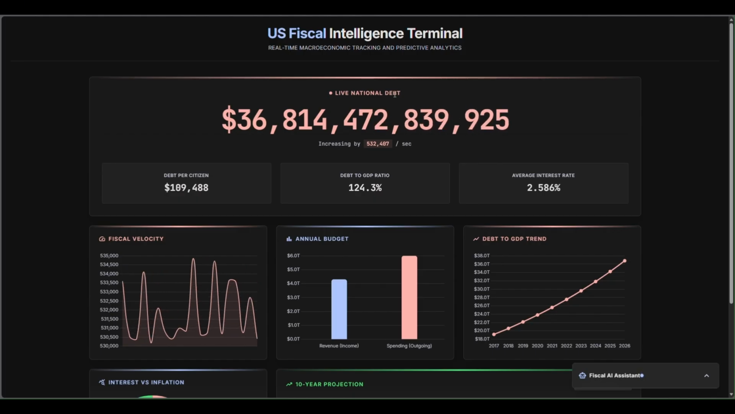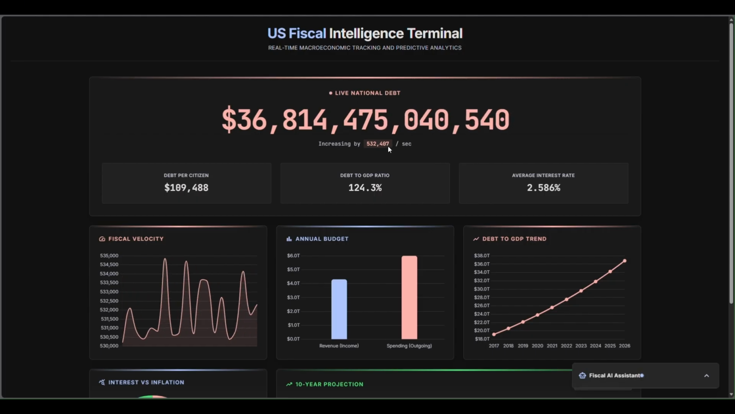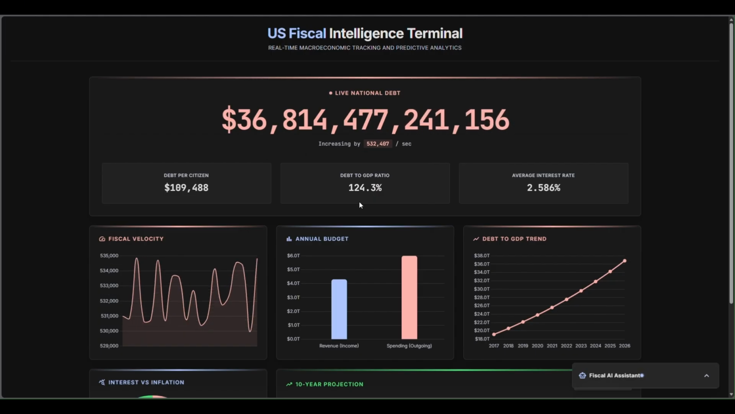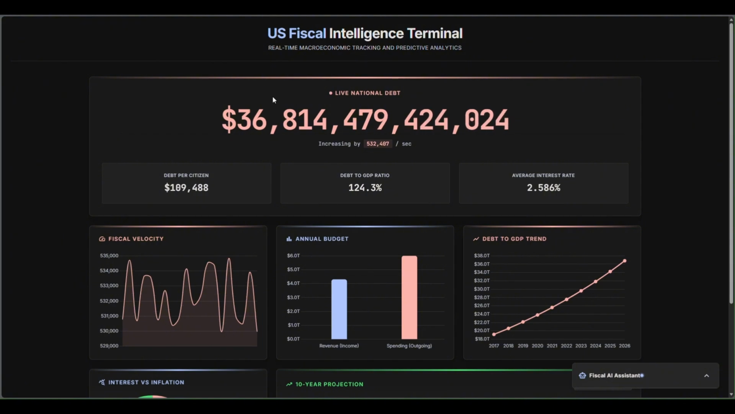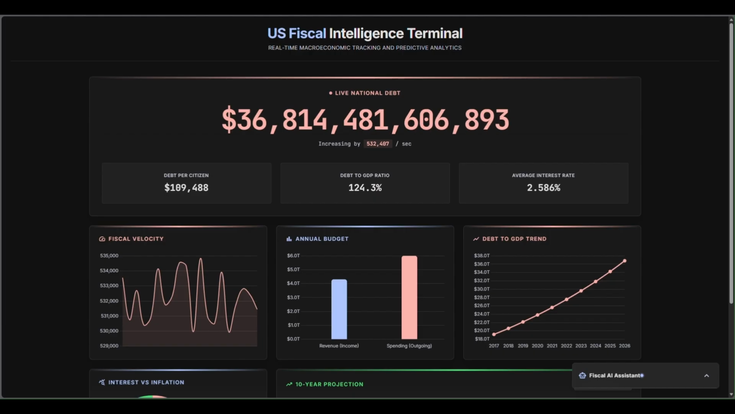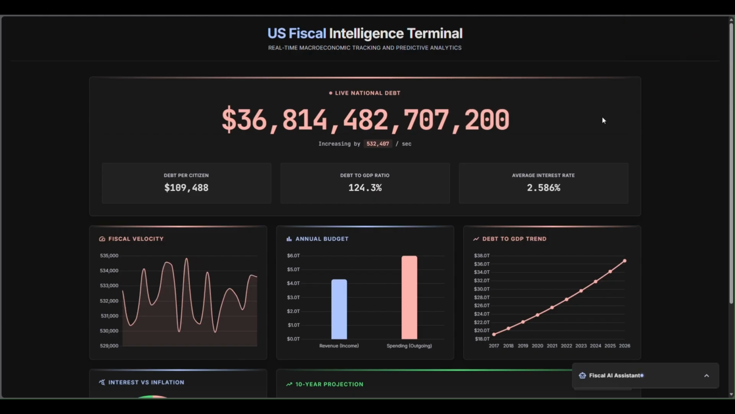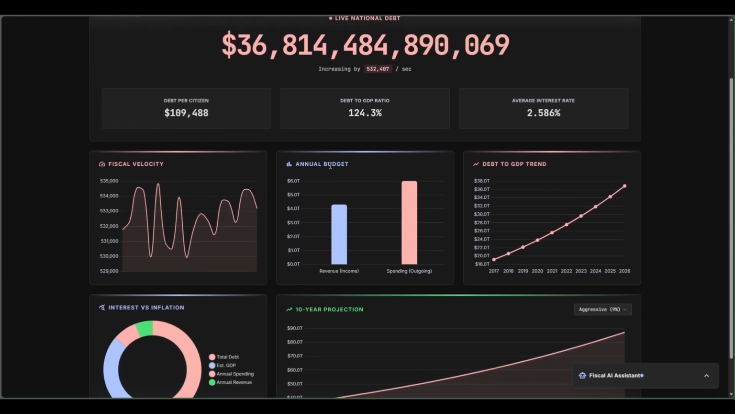Now, this is a live national debt ticker, which increases approximately by this number, which changes over time. This is the debt per citizen, debt to GDP ratio, and average interest rate. And all these things are linked to an API or a website, which is usdebtclock.com. And it's constantly being updated with new information.